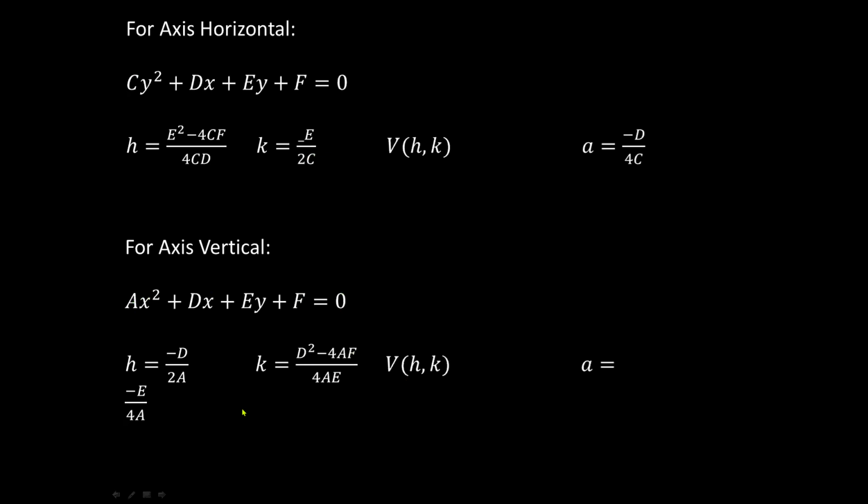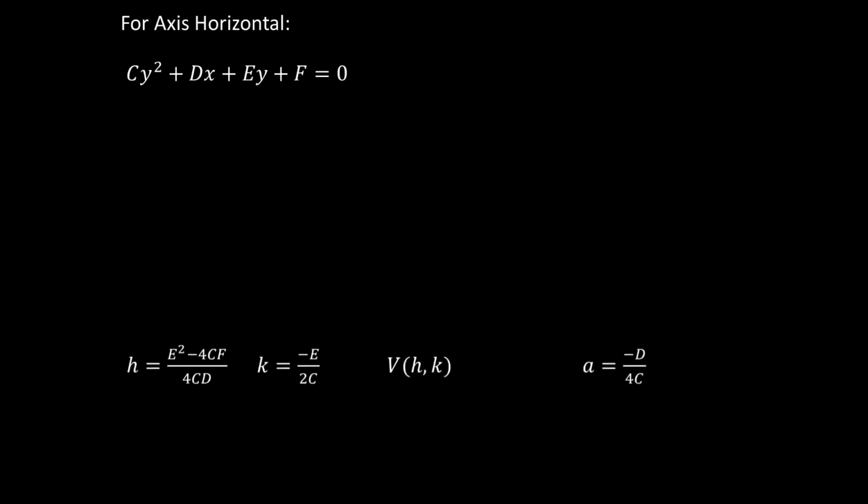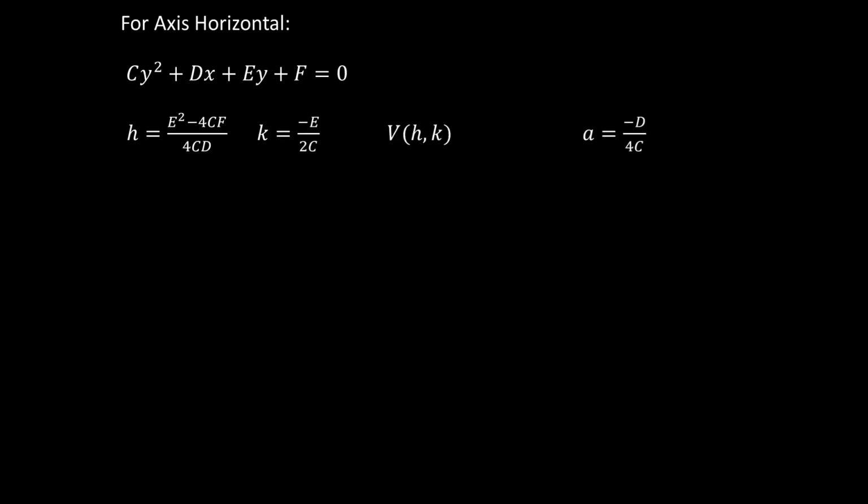Halimbawa lang. For axis horizontal muna tayo: cy squared plus dx plus ey plus f is equal to 0. At hindi ba yan ang mga formula natin for axis horizontal? If ever, yan ang ibinigay sa board exam: y squared minus 8x minus 4y plus 12. Ipinapahanap ang vertex, ang value ng h, ang value ng k, at ang value ng a.